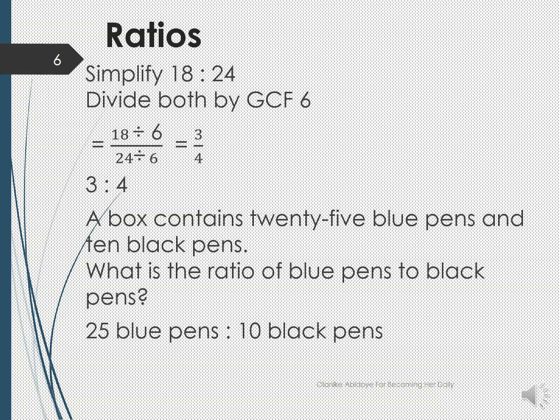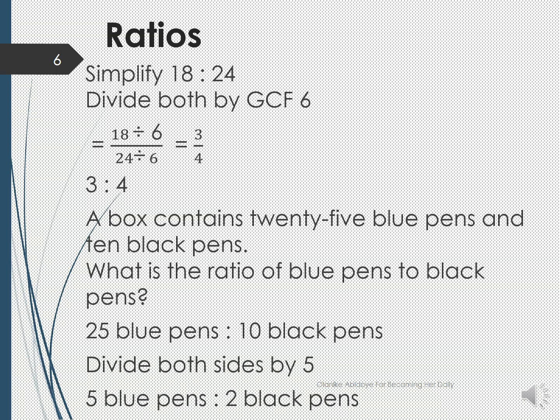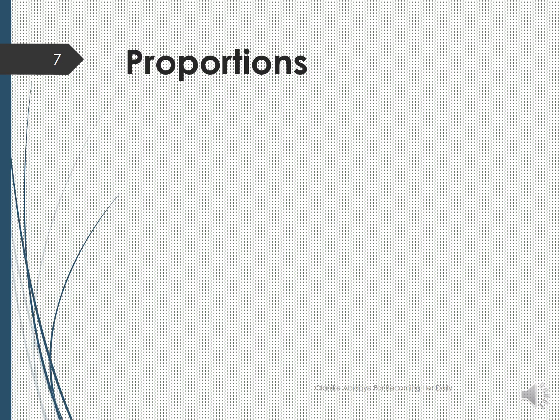How many 5 in 25? 5. How many 5 in 10? 2. So that means we have 5 blue pens ratio 2 black pens. Dividing by 5, we have 5 blue pens ratio 2 black pens. And that means the ratio will be 5 ratio 2. That's what we have in that case.